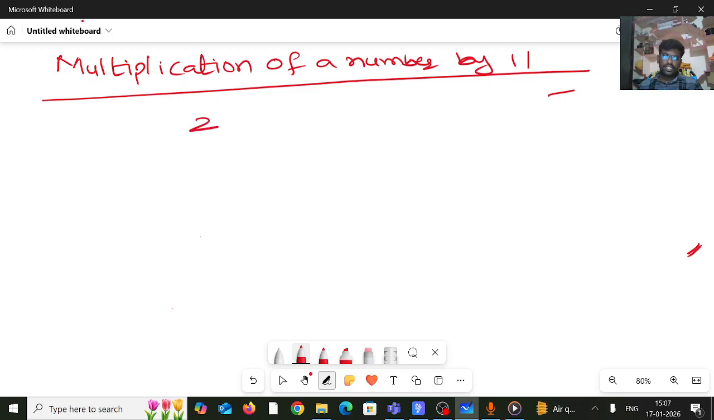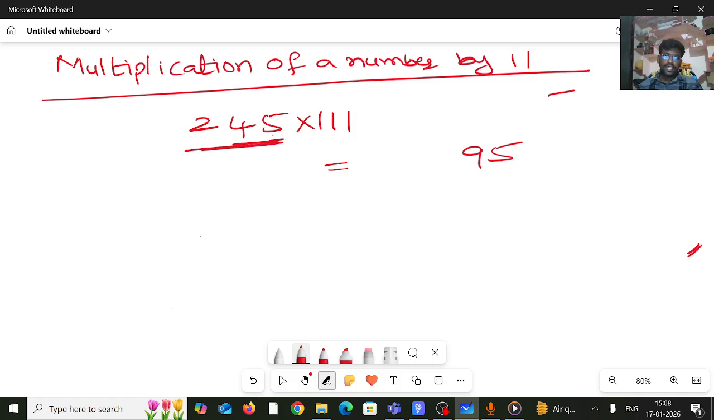Right, multiplication of a number by 111. Same. Previously we had two ones, so we went up 2 steps. Here 3 ones are there. We will go 3 steps, right? First we will write 5, and 5 plus 4, 9, and again we have 3. We have to go up to 3 steps.